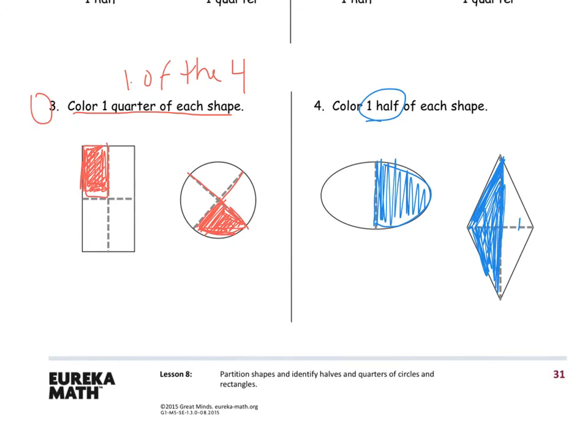And we see now I have a shaded part in blue, and I have another part off to the side that is the same size. So they're 2 equal parts, which is halves.